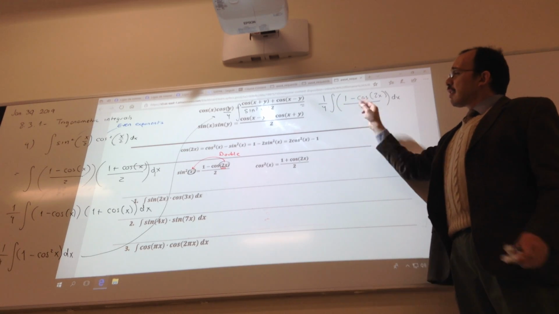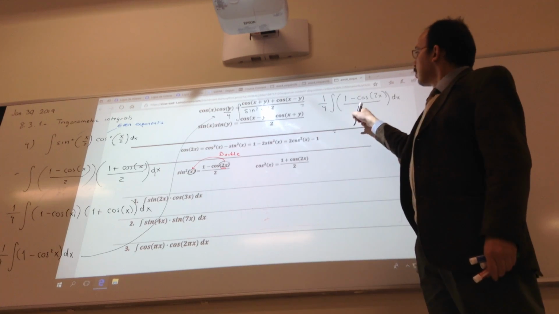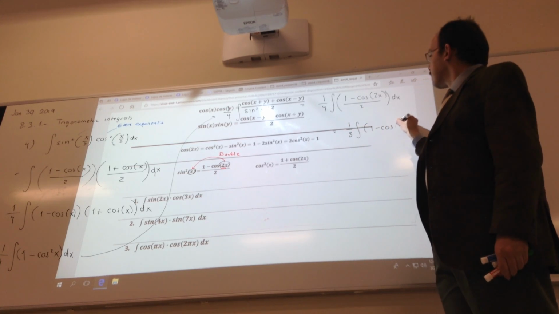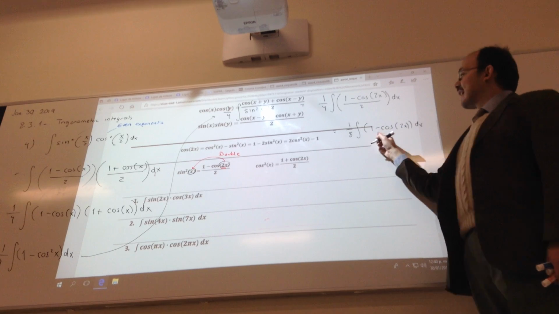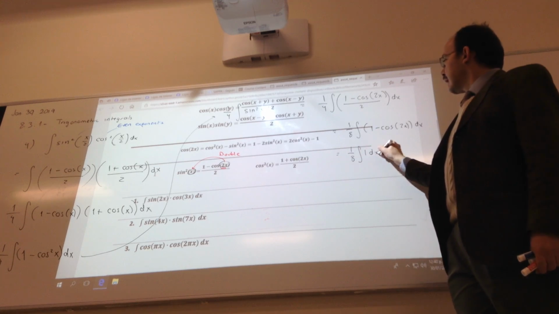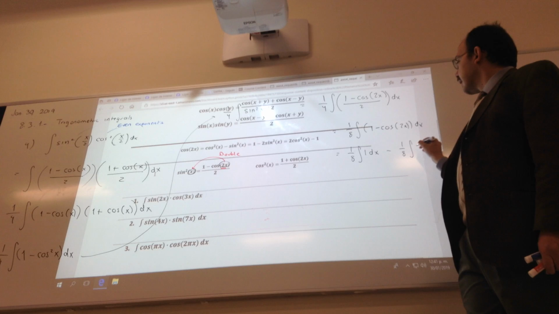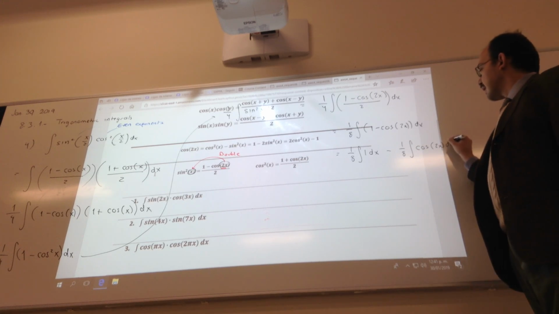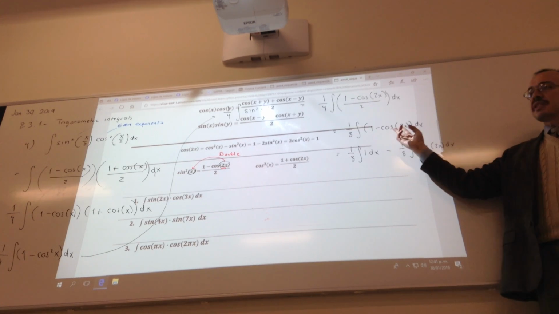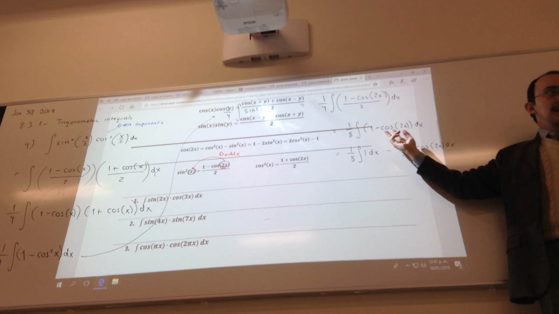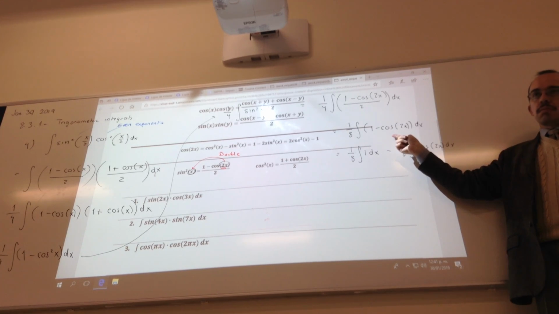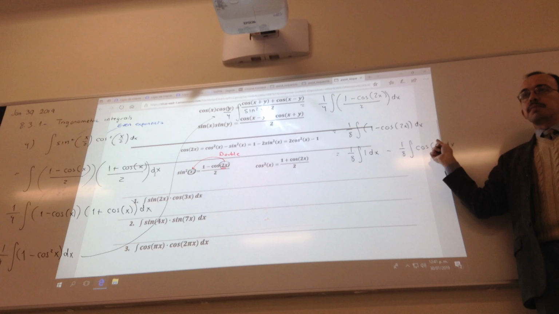Can I separate this integral? Yeah, that 2 multiplies the 4, so it's 1/8 integral of 1 minus cosine of 2x dx. Can I separate my integral? Yeah. 1/8 integral of 1 dx minus 1/8 integral of cosine of 2x dx. I just separate. Si me preguntan, ¿por qué no haces seno? Porque no, esa no es la identidad. 1 menos coseno cuadrado sí es seno cuadrado. 1 menos coseno no es seno. Aquí nomás separé.